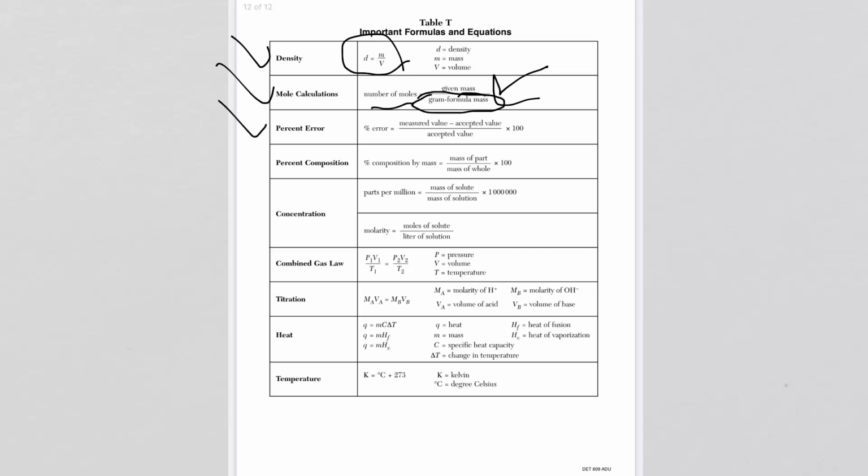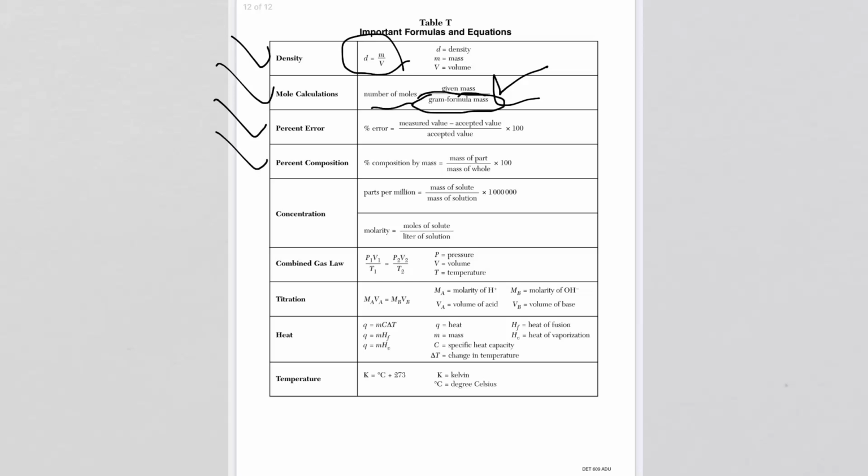Percent error. Percent error calculation. What's tricky here is you're not going to be told necessarily in the question measured value versus accepted value. The measured value might be the student value or the experimental value. The accepted value might be called the known value. Or it might even be something like density I was just talking about, where you need to look up the value on reference table S.